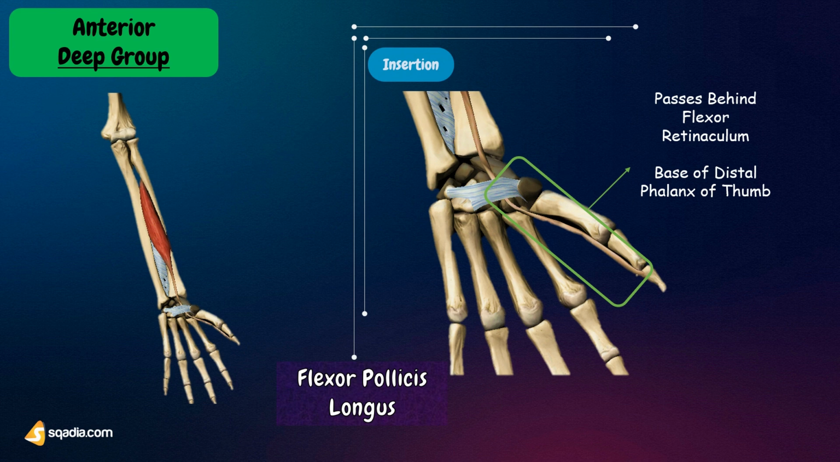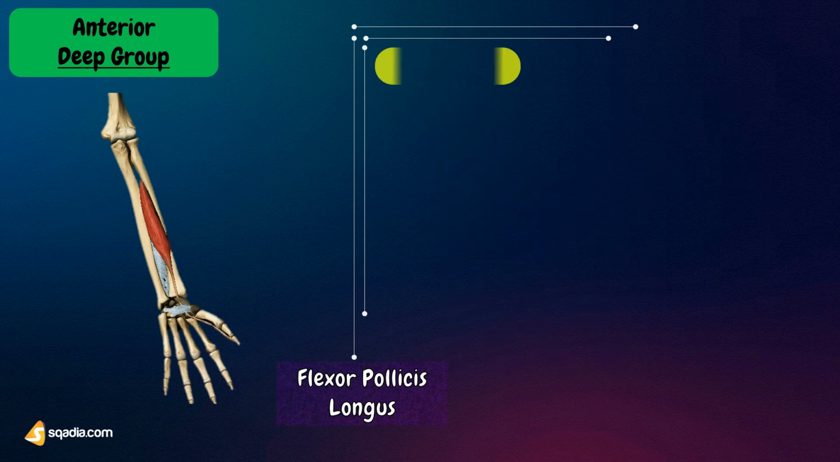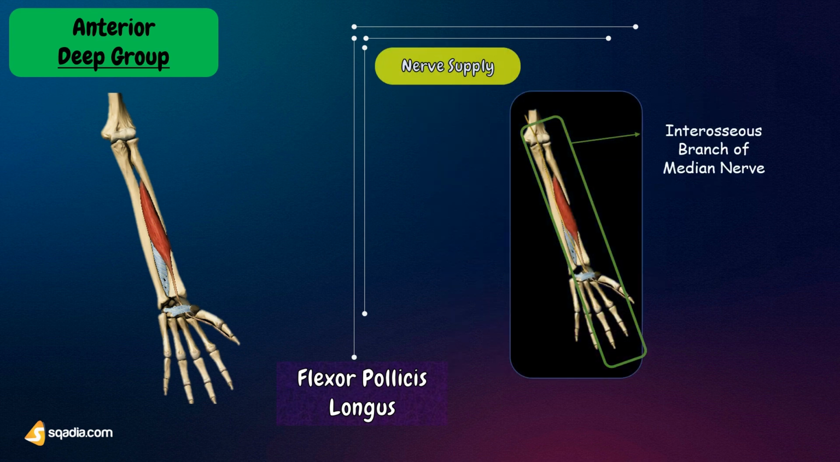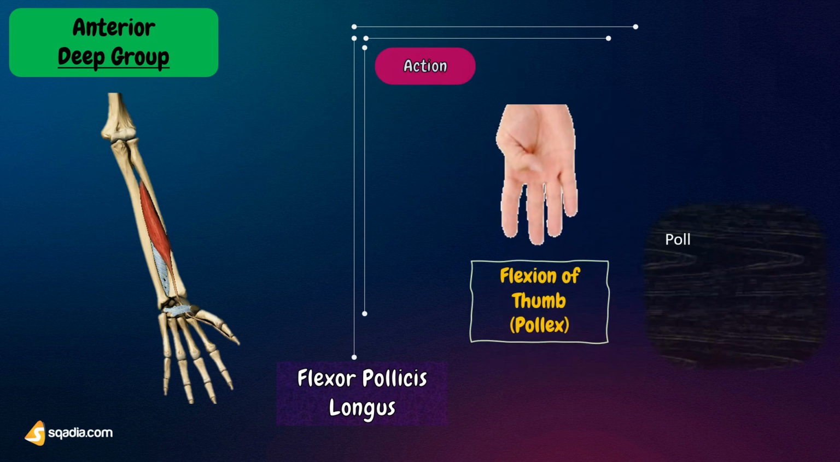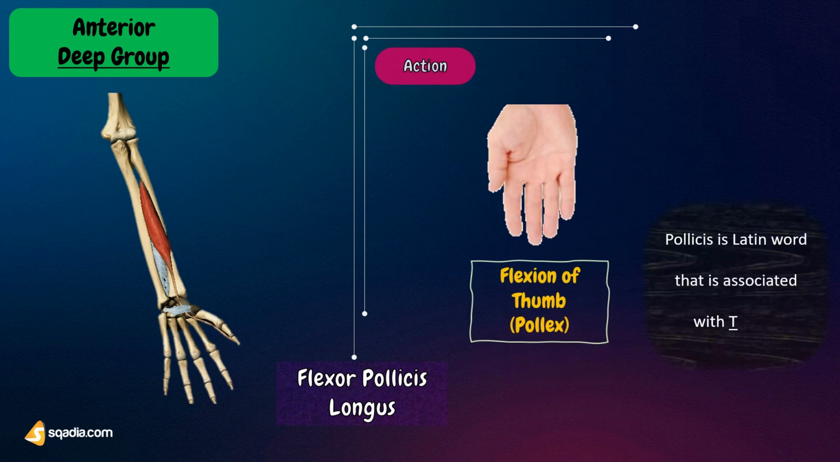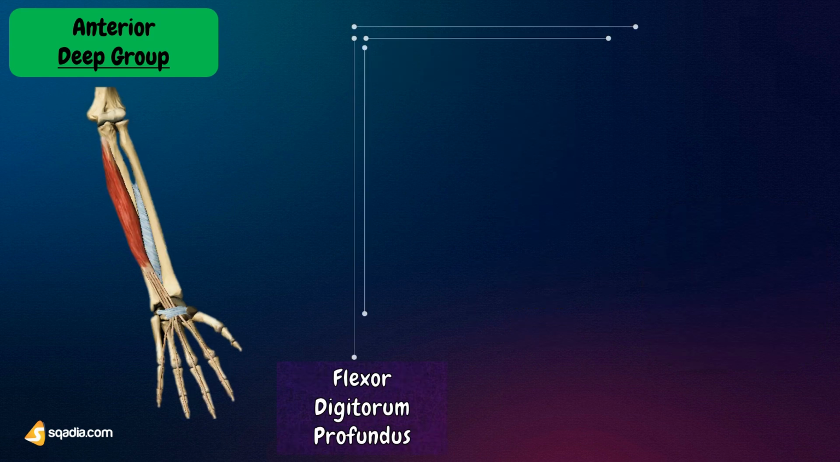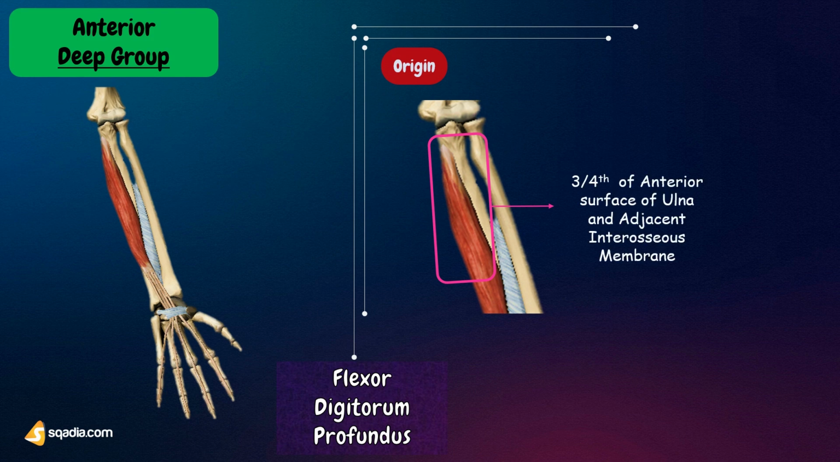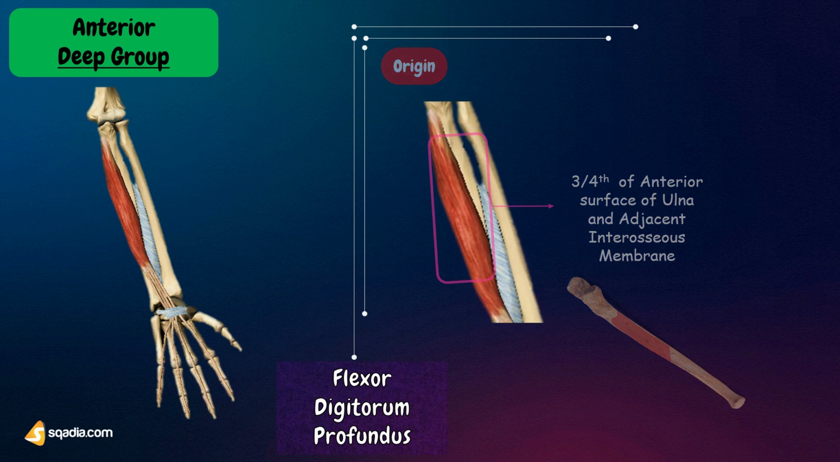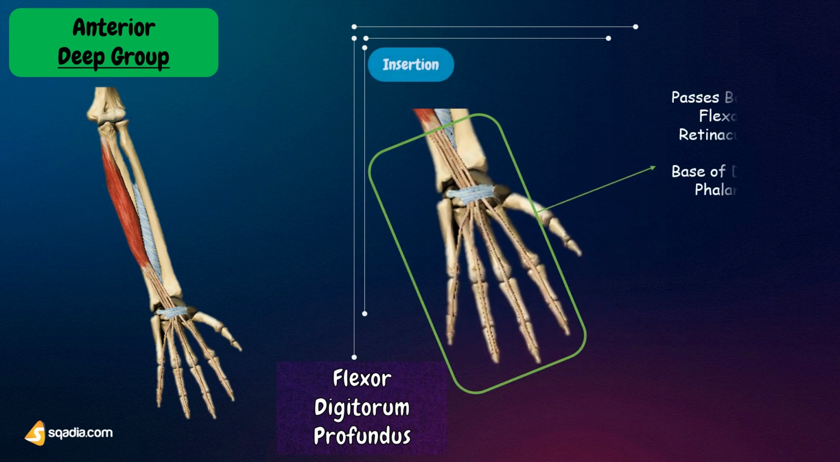This muscle is supplied by interosseous branch of the median nerve. As its name suggests, it's a flexor of thumb. The next muscle is flexor digitorum profundus. This muscle originates from the upper 3/4 of anterior and medial surfaces of the shaft of ulna and adjoining part of interosseous membrane.